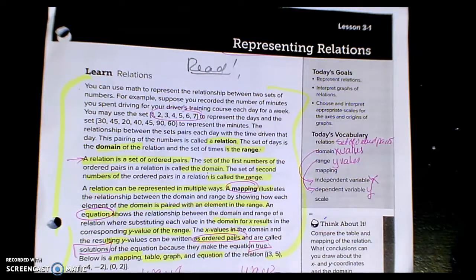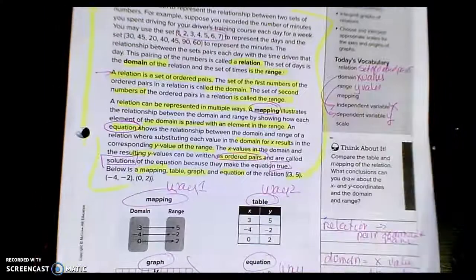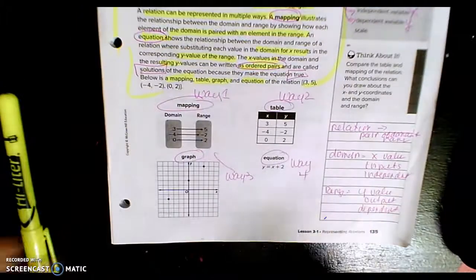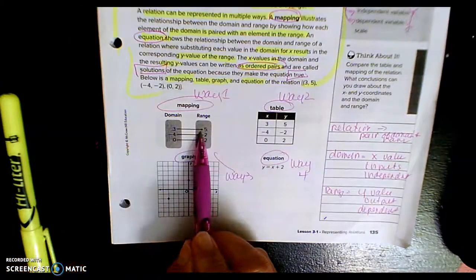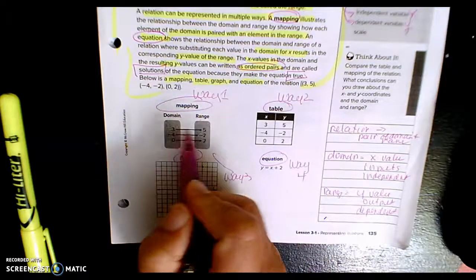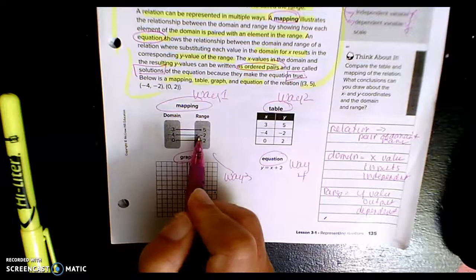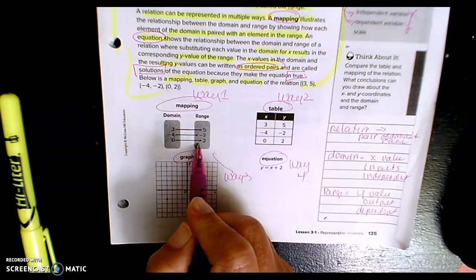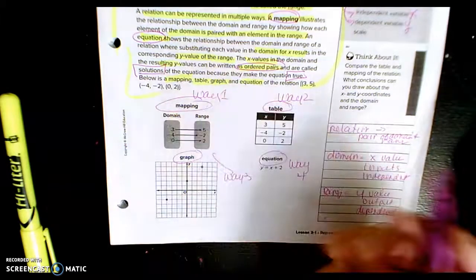Now there are different ways we could show these relations. There are 4 different ways we can show a relation that you'll learn about right now. Way 1 is through a mapping diagram. Here's my domain, here's my range, with our little lines, so 3 goes with 5, -4 goes with -2, 0 goes with 2. That's way 1. It's called a mapping diagram.